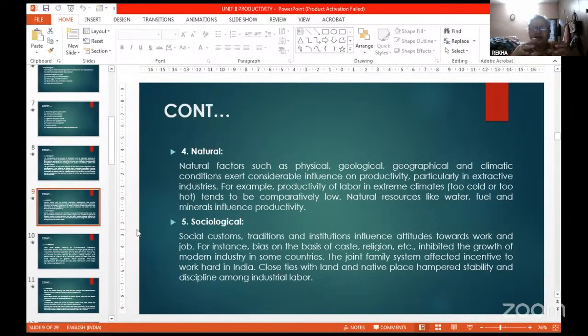Now things have changed a lot, but sociological factors were also there. Not only the natural factors, but also sociological factors, and that increased their productivity. For instance, bias on the basis of caste, religion, etc. If we overcome these things, our workforce will be doing a better job.